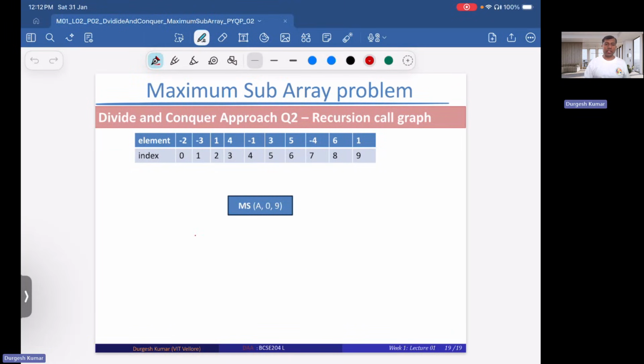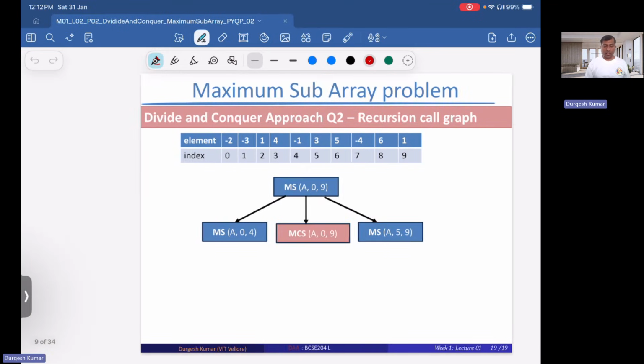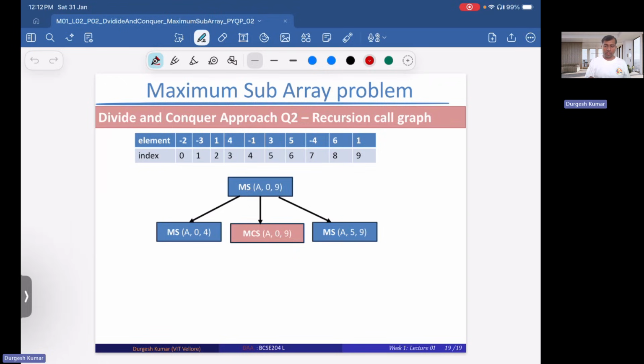So we'll draw the recursion call graph. There are 10 elements indexed from 0 to 9. So the first call will be the maximum subarray, abbreviated as MSA(0,9). In this call graph, MSA(0,9) is the original problem. This will break into two recursive problems, S1 and S2. So maximum subarray A(0 to 4) and maximum subarray A(5 to 9).